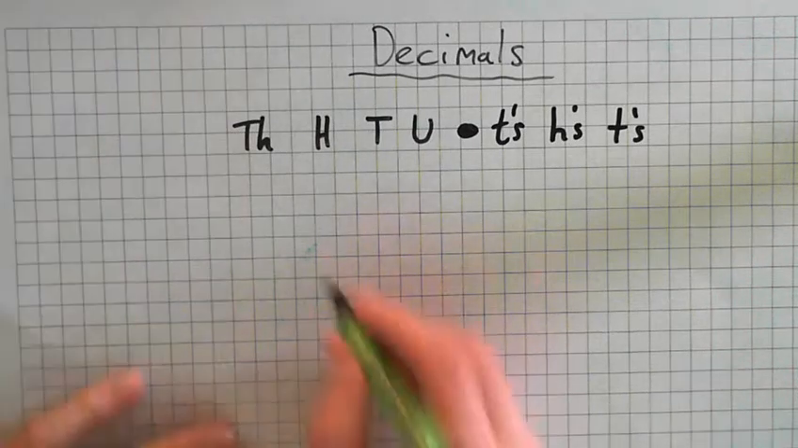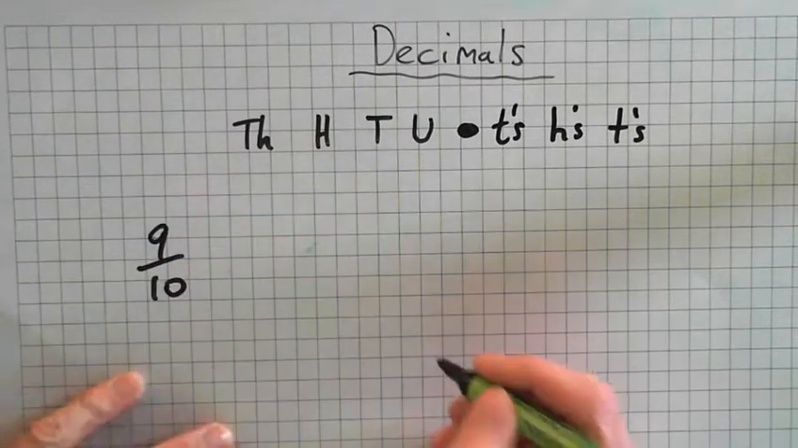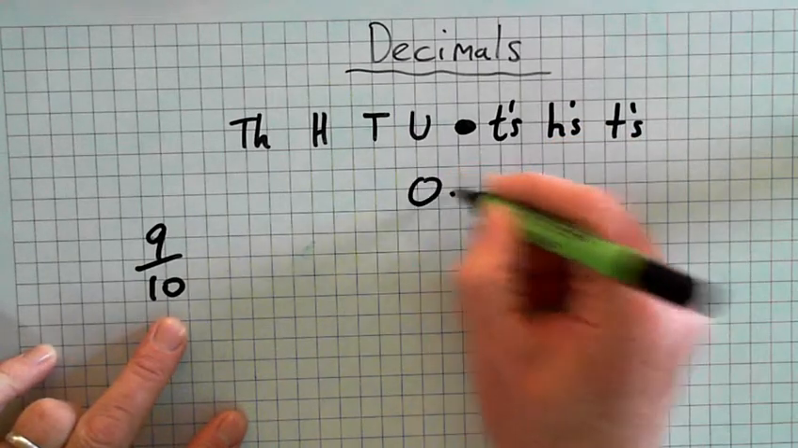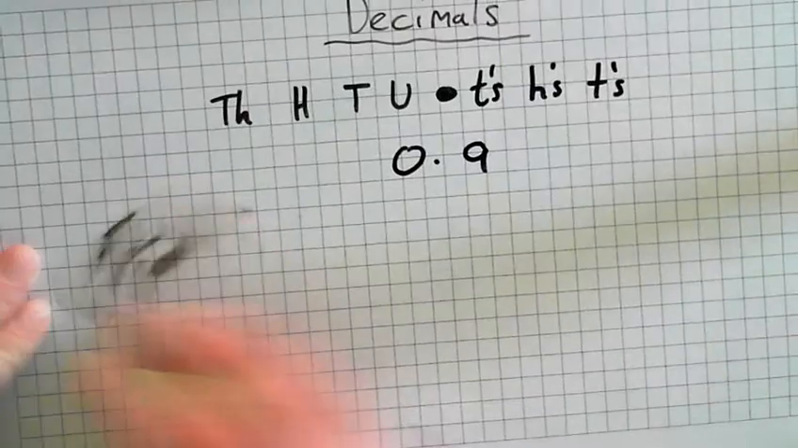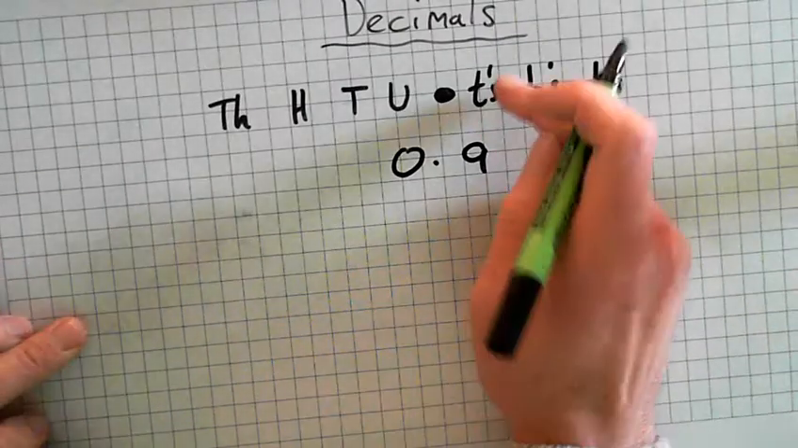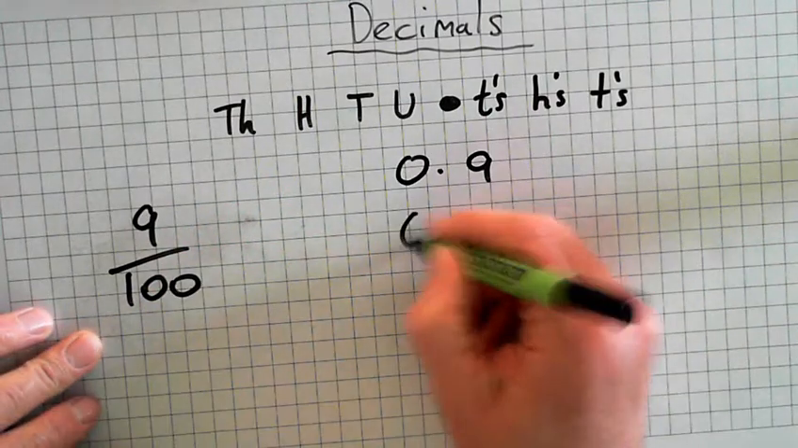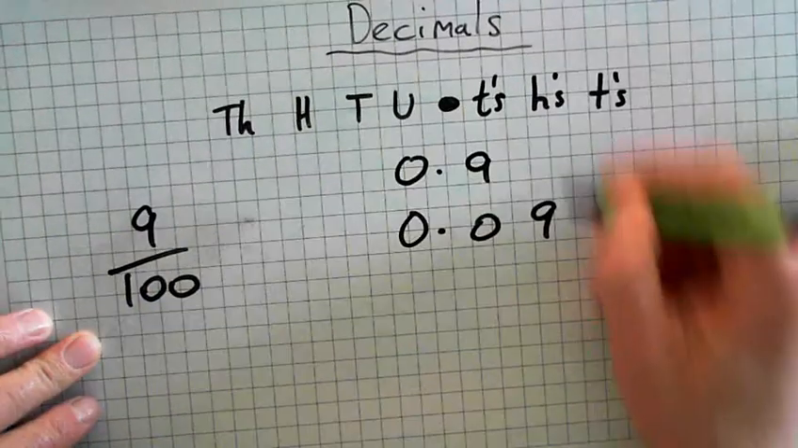Okay. Alright. So 9 over 10, where's the tenths? What's that as a decimal? 0.9. That's tenths. 9 over 100. 0.09. 0.9. There's the hundredths.